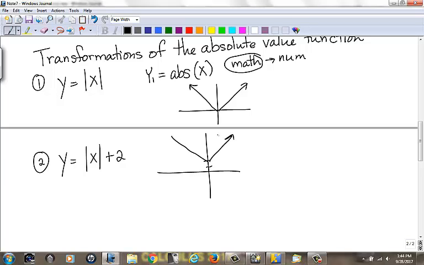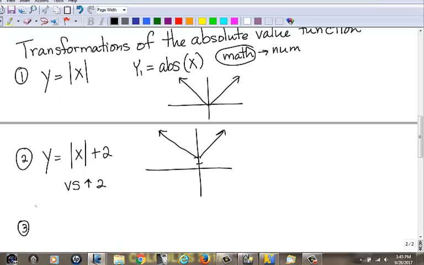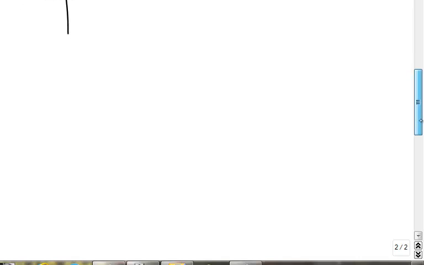So, okay, on this we want to do that. That is a vertical shift up 2. Okay, it has to be on the outside, up 2. Okay, let's do another one. Did everybody get that? Okay.